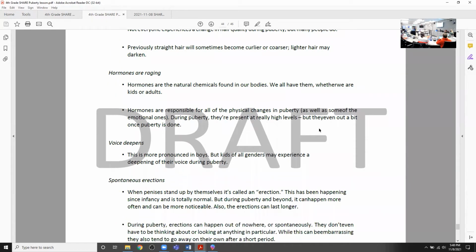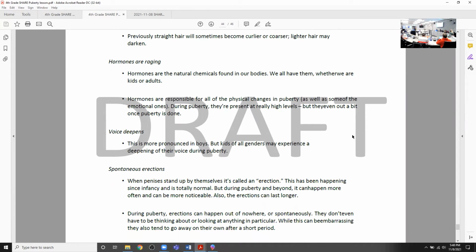Hormones are raging. Hormones are the natural chemicals found in our bodies. We all have them, whether we are kids or adults. Hormones are responsible for all the physical changes in puberty, as well as some of the emotional ones. During puberty, they're present at really high levels, but they even out a bit once puberty is done.